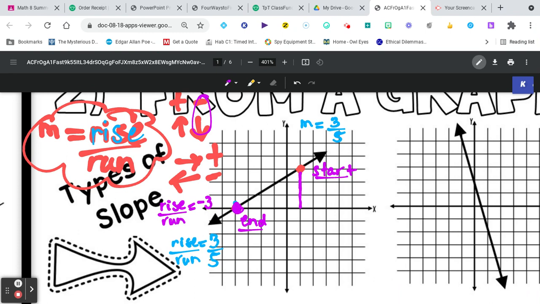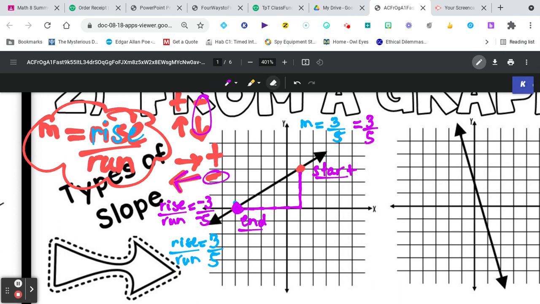And my run, well, which way would you have to turn to get to this point here? You have to turn left. And going left is associated with being negative. So I'm going to go left 1, 2, 3, 4, 5. So you get -3 over -5, but we all know that a negative divided by a negative is still a positive. So it doesn't matter where you start or where you end. Just draw the triangle and pretend like you're driving on the roads, and make sure you rise before you run.